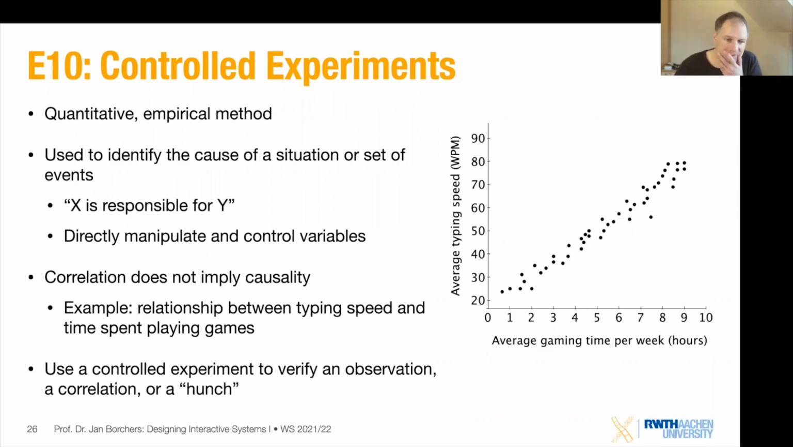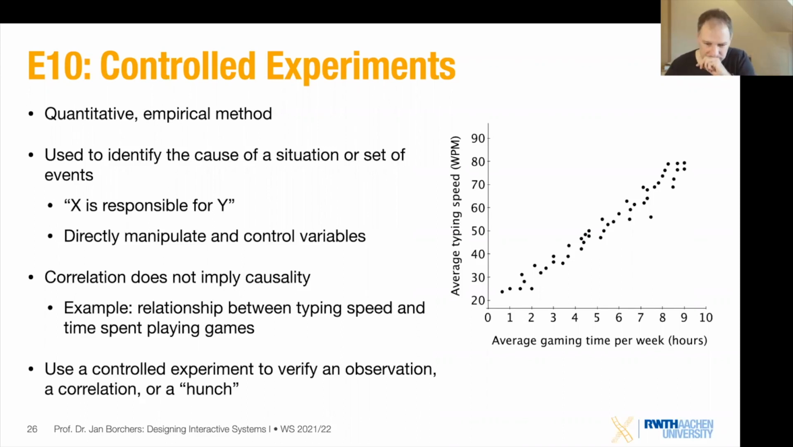So the way we do these controlled experiments is we manipulate and change one variable. We observe the effects of that, and we do this in a controlled fashion. That's why it's called a controlled experiment. And we use them to verify an observation like the one we plotted here on the right-hand side, like a correlation, or maybe just a hunch that we have.